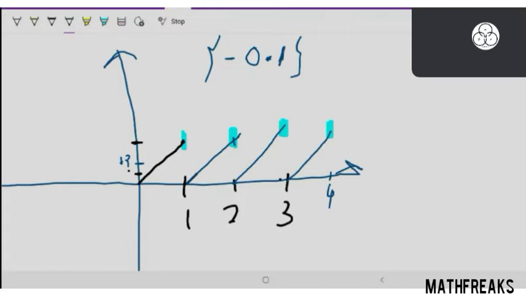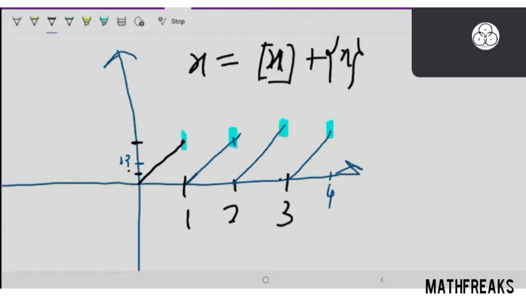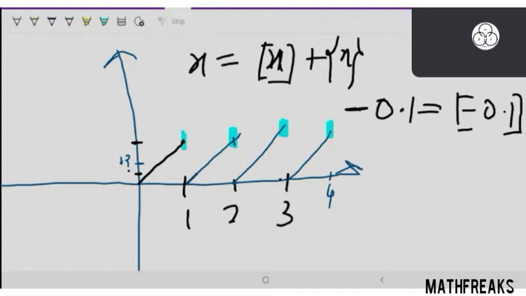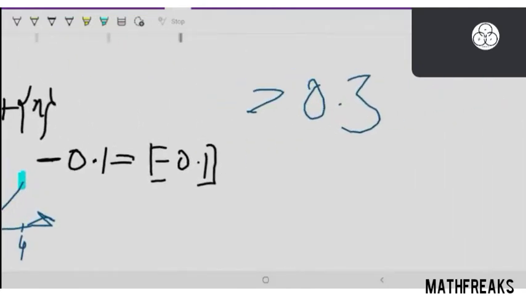Those who are still having some kind of difficulty understanding this, for the negative case, first try to interpret this. x equals box of x plus curly x, which implies that for minus 0.1, box of x plus curly x should give minus 0.1. This will give us the greatest integer.